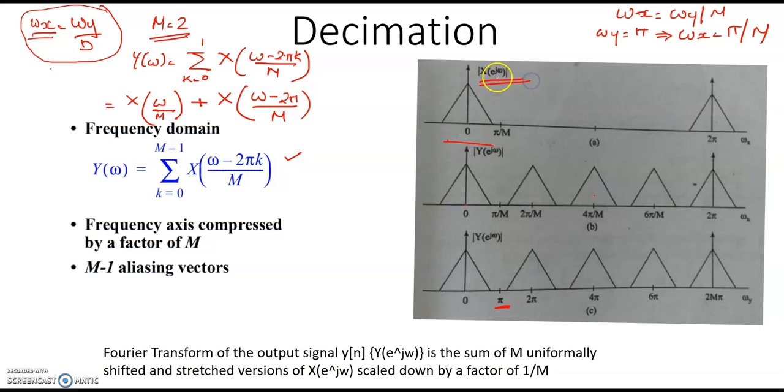This is a graph for the frequency version of x, the input signal, and this is a graph for the final output signal. So if this particular graph is supposed to exist in the region from 0 to pi, then this should be lying in the span of 0 to pi by m. That is the explanation over here. And this will contain the shifted versions of this input signal at this part. So what it basically means is that the Fourier transform of the output signal y of n is a sum of m uniformly shifted and stretched versions of X of e raised to j omega, scaled down by a factor of 1 by m.